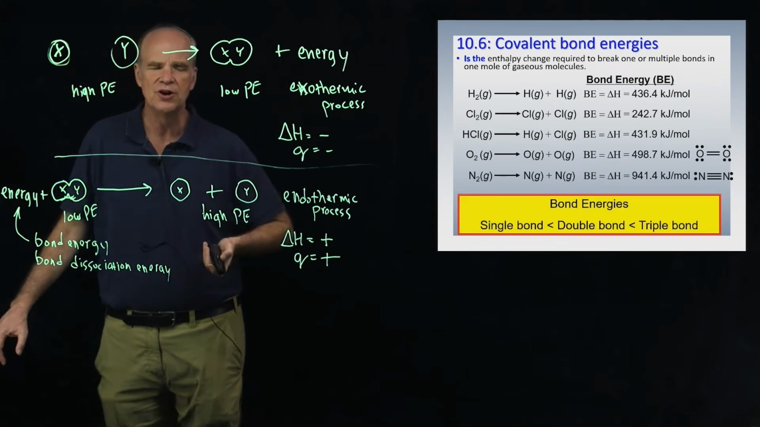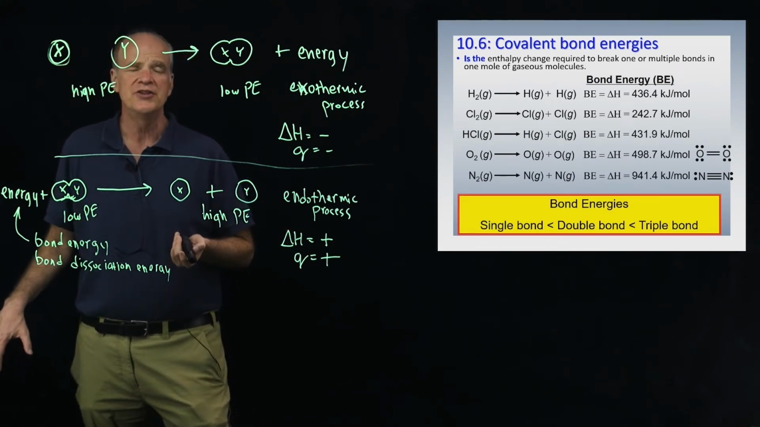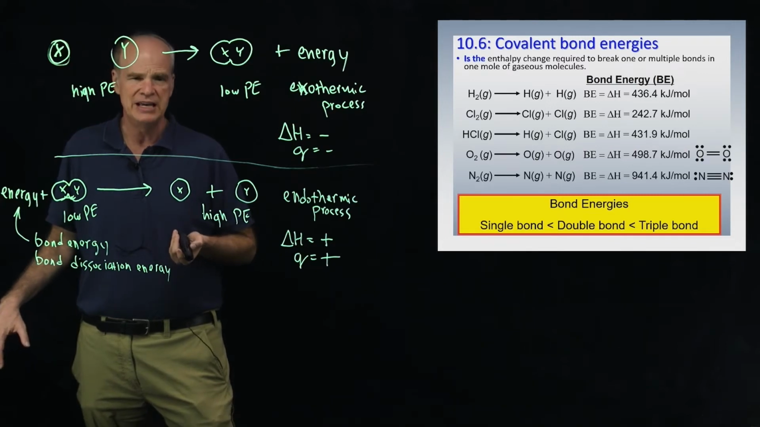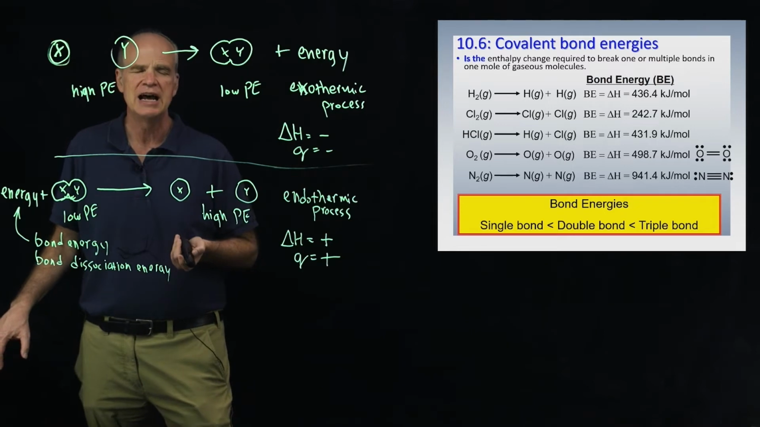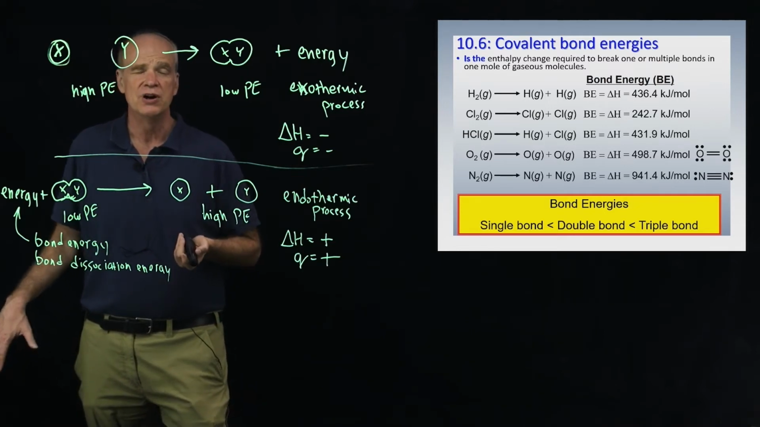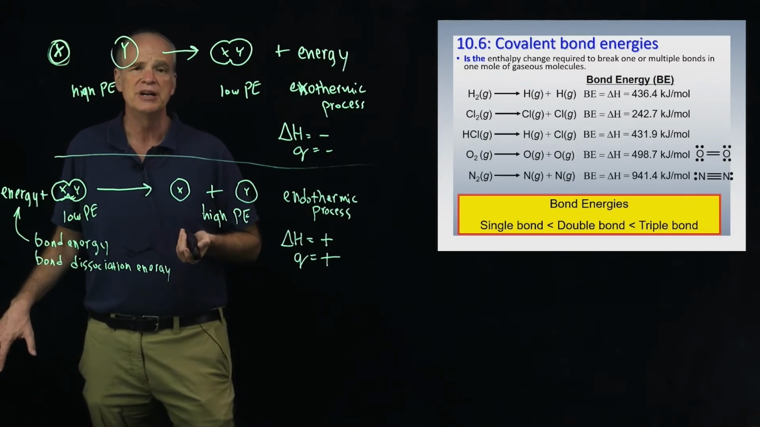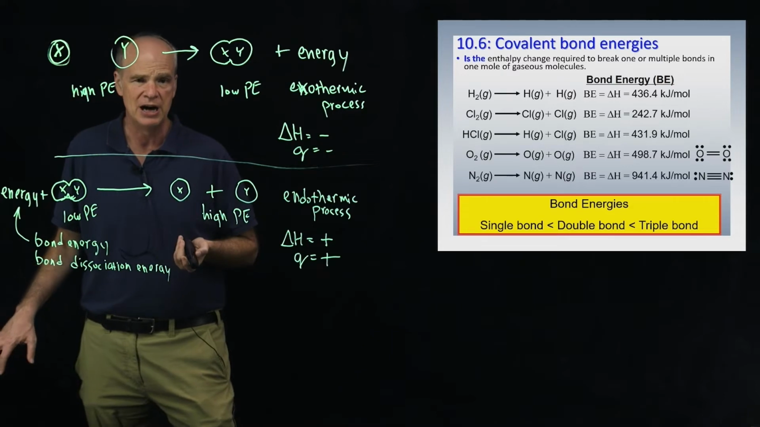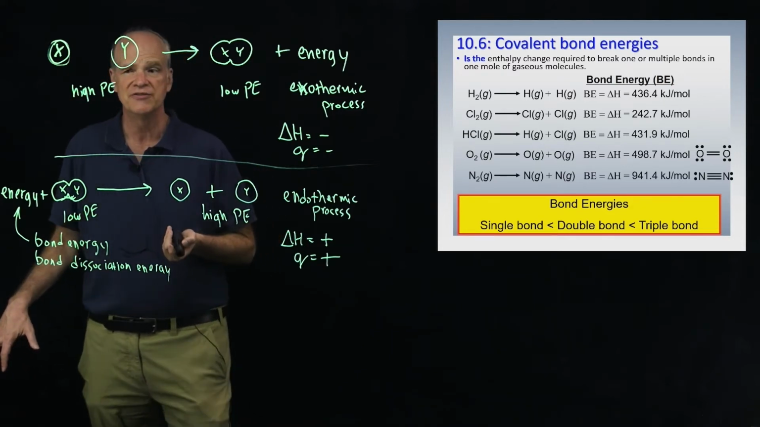So in general, the trend you should know is that when you're thinking about the amount of energy required to break a bond to separate out the atoms, the energy required is relatively low for molecules with a single bond, a little bit higher for molecules with a double bond, and the highest for molecules with a triple bond. So that's something you should definitely know.